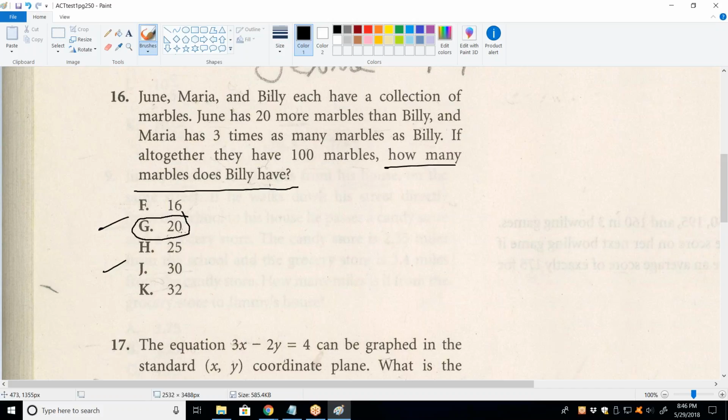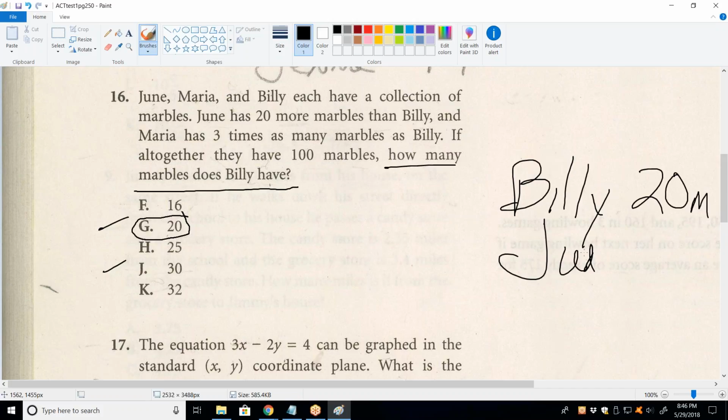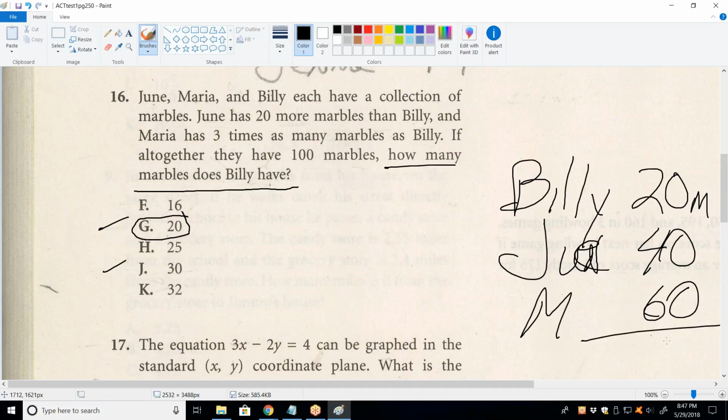Okay. Billy has 20 marbles, right? Now let's go back and see if that makes sense. How many does June have? She has 20 more than Billy. How many does she have? So she would have 40. And how many does Maria have? 60, which does not equal 100. So then it probably had to be 16. The answer has to be 16, right? And we're done with the problem.